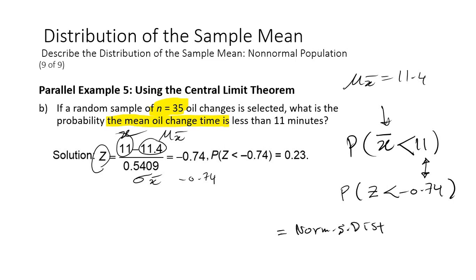NORM.S.DIST of negative 0.74, comma, TRUE. And then that is going to give you approximately 0.23. So if you plug that into Excel, it should give you that answer. So we're applying what we learned previously. However, because we have a sample size, we will need to come up with a new mean and a new standard deviation for the distribution of the sample mean.